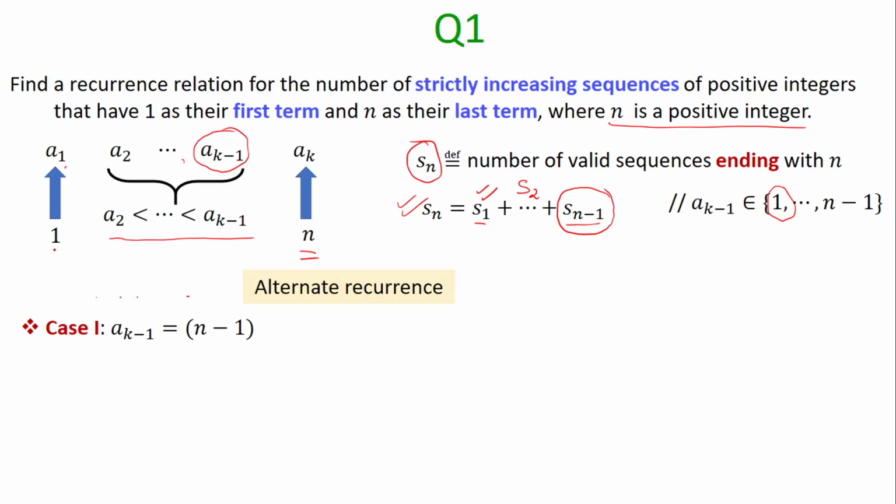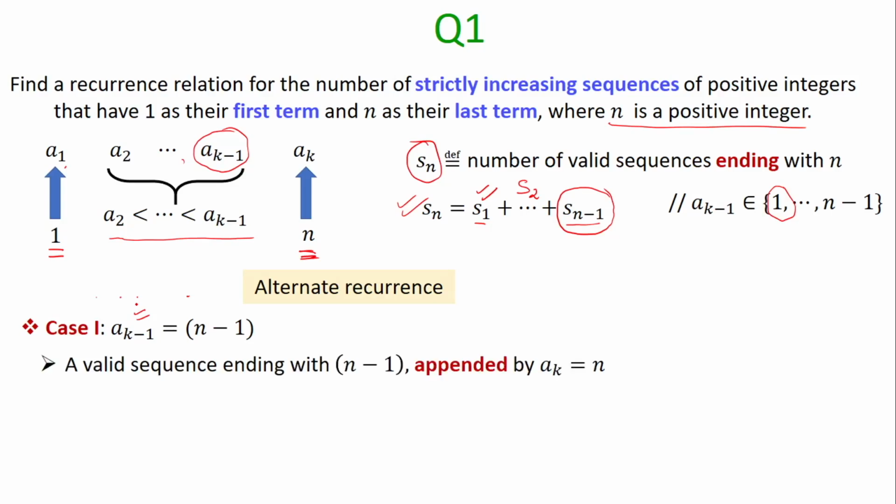So imagine you are considering a valid or strictly increasing sequence starting with 1, ending with n, and the second last value in the sequence is a of k minus 1. Now, there can be two categories. Category 1, that your a of k minus 1 is n minus 1. Okay, that means you are considering all such strictly increasing sequences where the second last term is n minus 1. How many such sequences you can have, right? You can have s of n minus 1 such sequences, and you take any such sequence and append a value a of k equal to n, you get a strictly increasing sequence starting with 1 and ending with n. And there will be s of n minus 1 such sequences here. Okay?